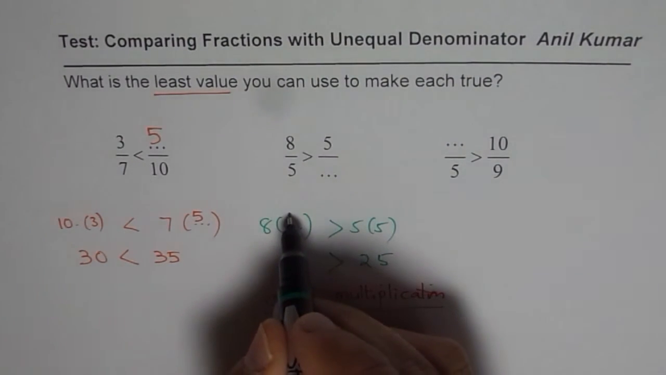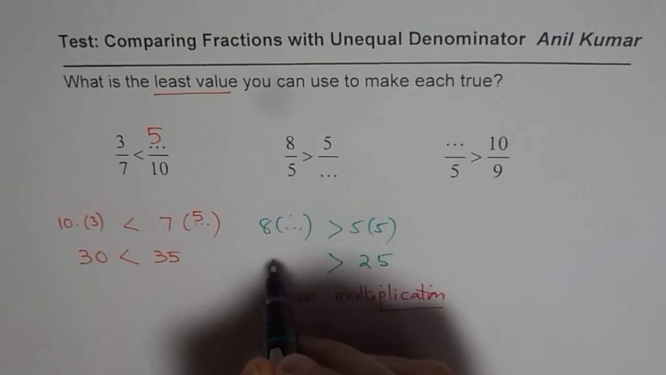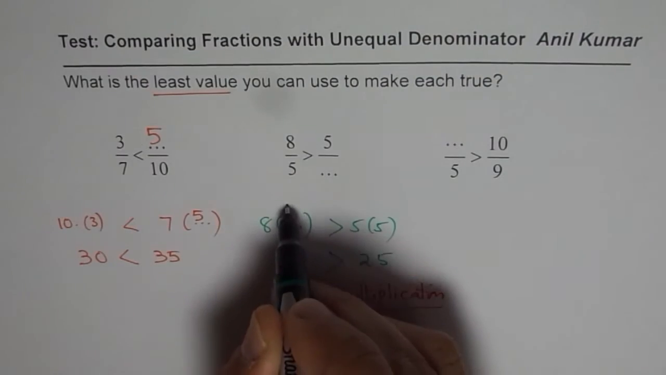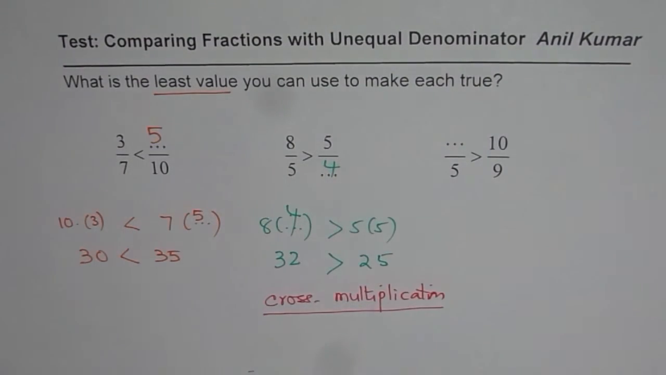If I write 3 here, it becomes 24. That doesn't work. But if I write 4, it is 32, right? So that is the least value, which will make it greater. So that is what should be your answer. So apply the same strategy again and then get the next answer.